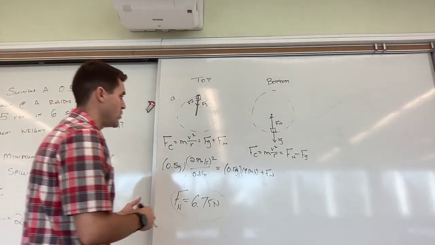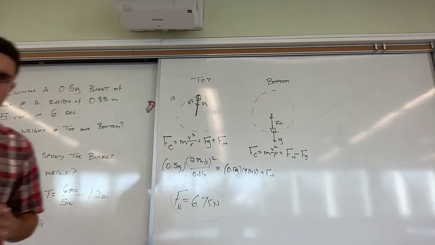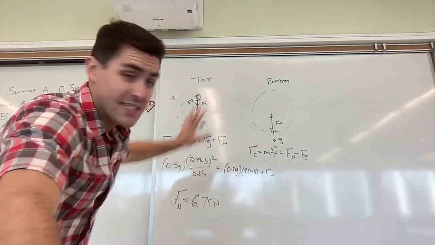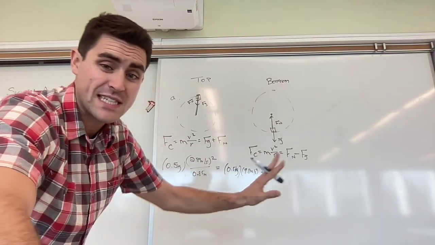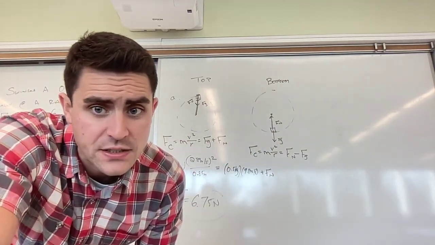When I go ahead and do the bottom of this circle, I will plug in the same variables, do the exact same thing, but this time Fn and Fg are pointed in opposite directions.